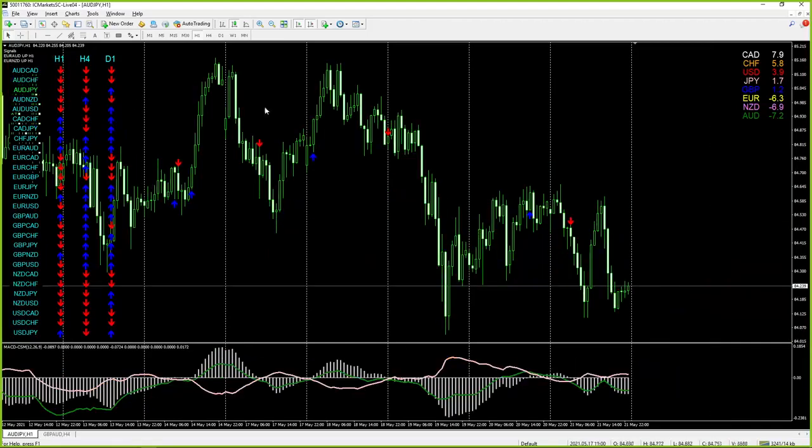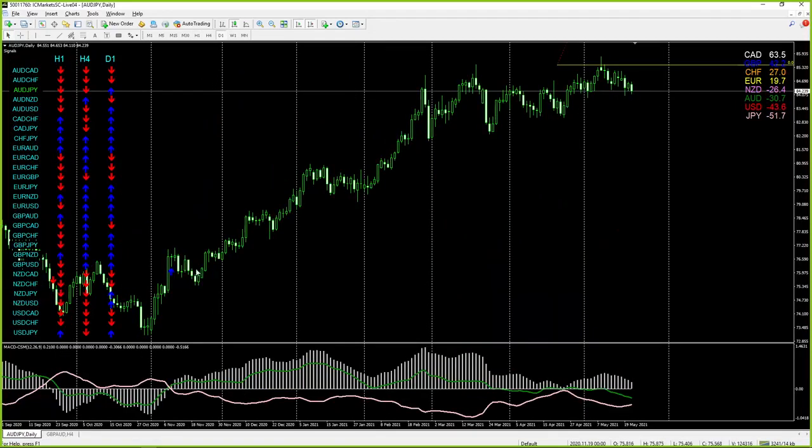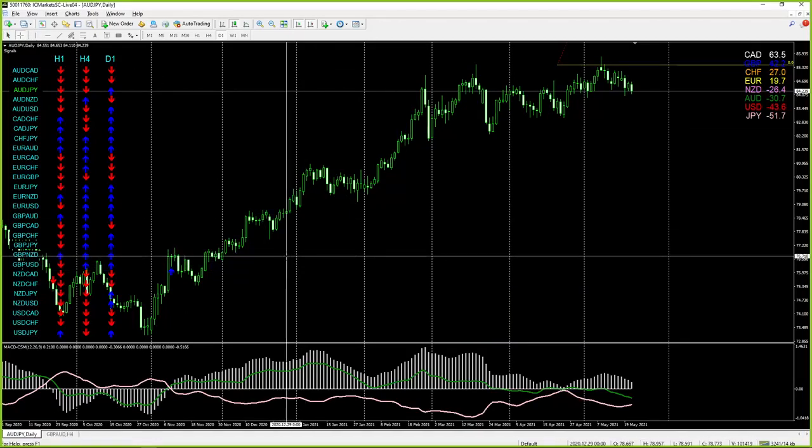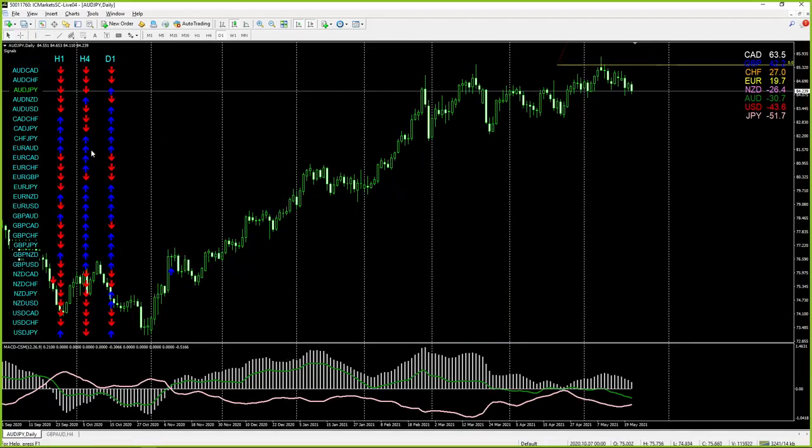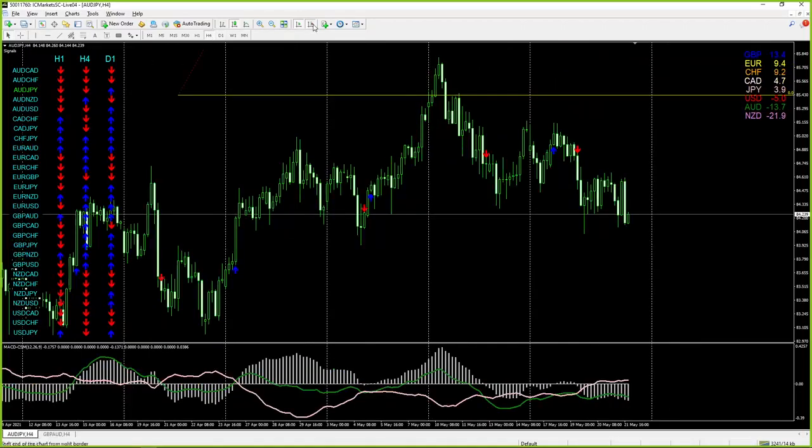So now let's go to AUD JPY. As we can see, the general trend was buy since last November for AUD JPY. It already moved for around 900 pips. So on H4, it was a sell. So unfortunately, there is no trade for AUD JPY.